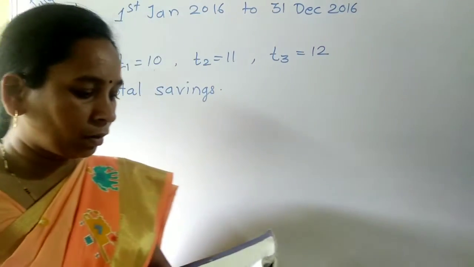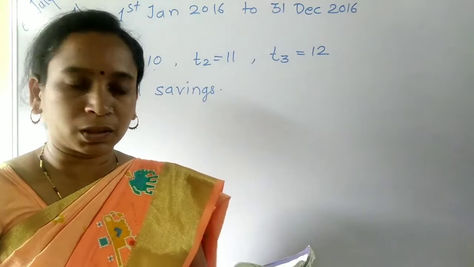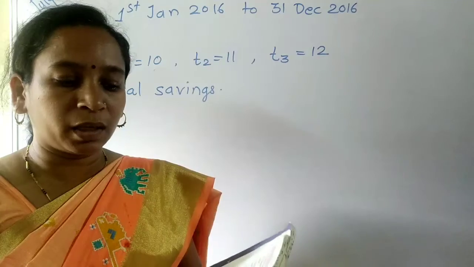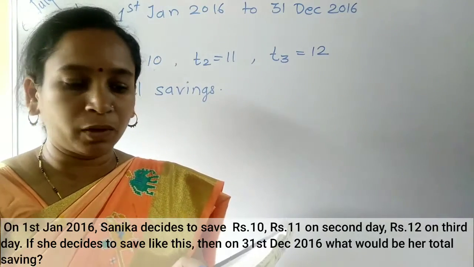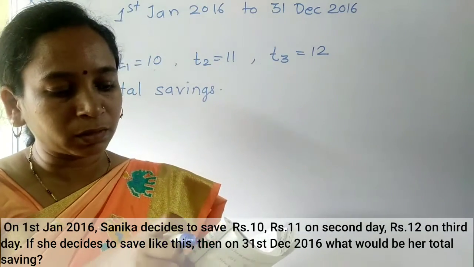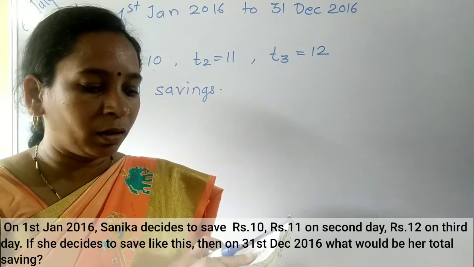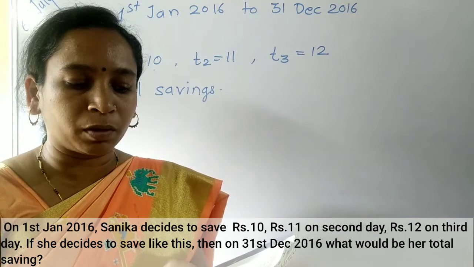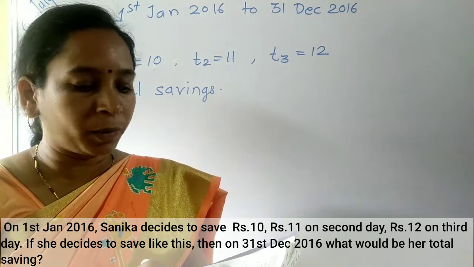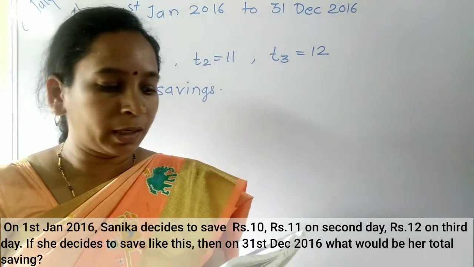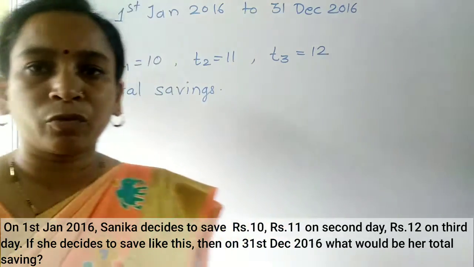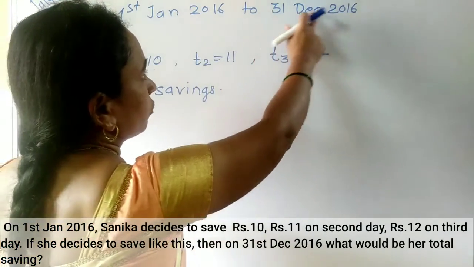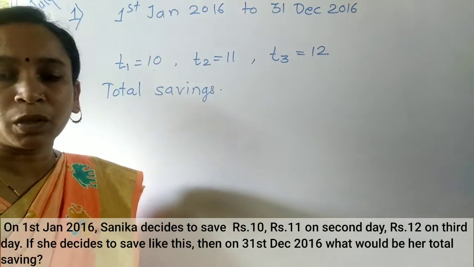See the first example. On 1st January 2016, Sanika decides to save 10 rupees. Next day she decides to save 11 rupees, 12 rupees on the third day. If she saves like this, then on 31st December 2016, what would be her total saving? Sanika started saving from 1st January 2016 to 31st December 2016.